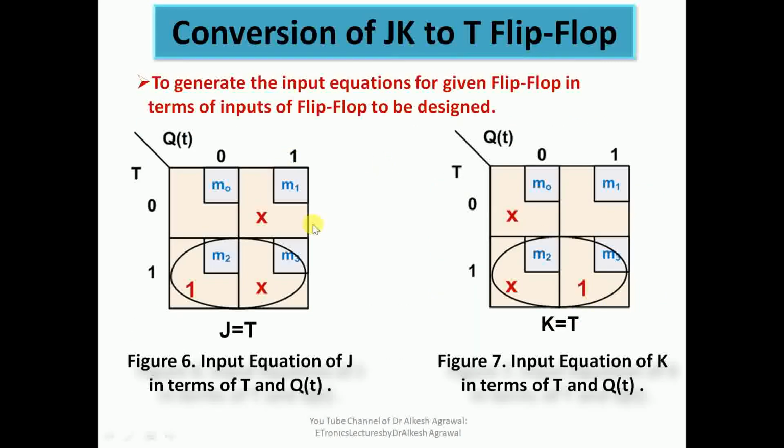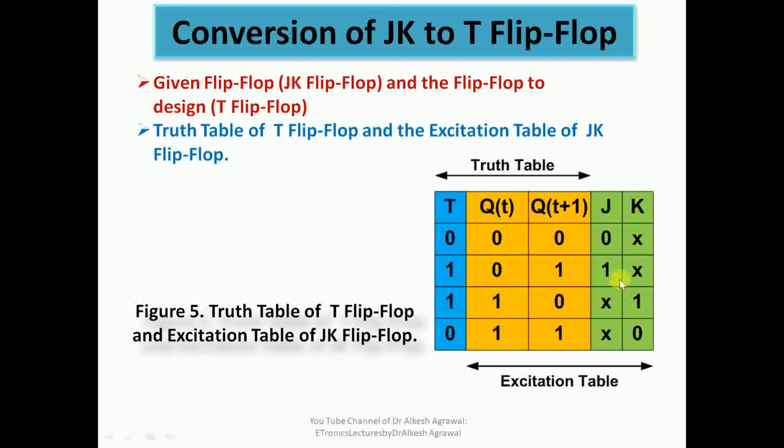So here in this table you can see, now we want to generate the input equations for the given flip-flop. The given flip-flop is the JK flip-flop, in terms of the flip-flop that is to be designed, so in terms of T and Qt. So we have made a 2 cross 2, a 2-bit K-map where we plotted 1 and 2 don't care conditions, cross and cross. So we will have this group combination of M2 and M3. From here you can see the combination of 1 0 is M2 and 1 1 is M3. So one group is made of this.